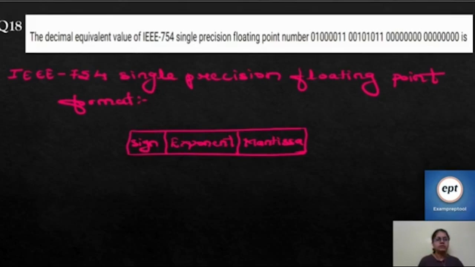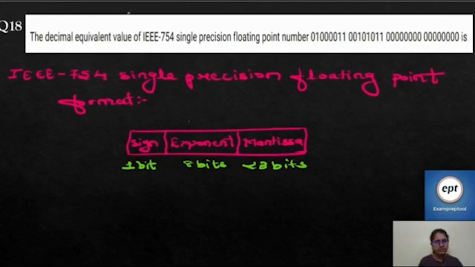And how are the bits divided here? The sign will take 1 bit, the exponent will take 8 bits, and the mantissa will take 23 bits. So this is the general format for IEEE 754 single precision floating point.